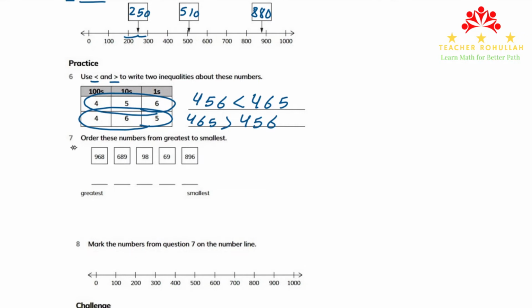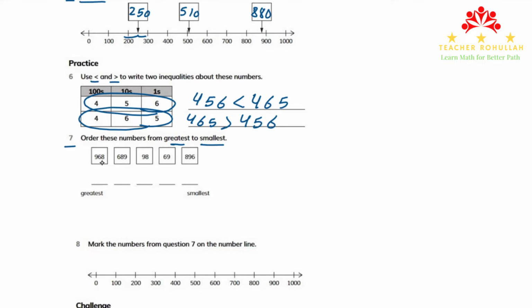Let's now move to question number 7. In question number 7, it says order these numbers from greatest to smallest. In the first ordering, we were asked to order from smallest to greatest. But here it says order from greatest to smallest. So we will first find the number with the greatest value.